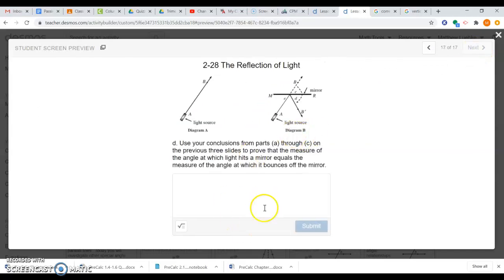And then we are just wrapping it up here with A through C, proving that all the measures, and what that really means to us.